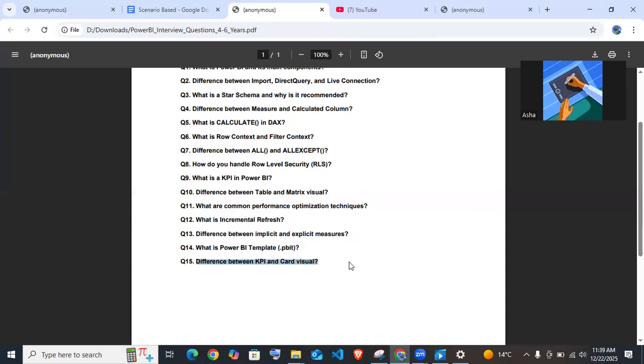Okay, last question, the difference between KPI and card visual. We already discussed it, but again we will just cover it very briefly. KPI shows target and trend. Card shows a single value. KPI is a performance indicator. Card is a simple metric.